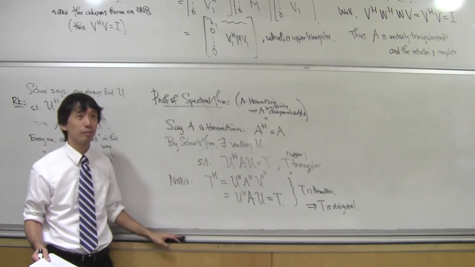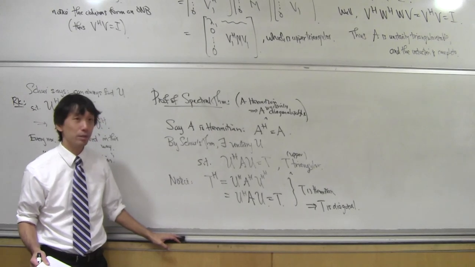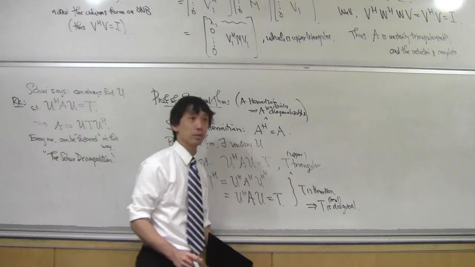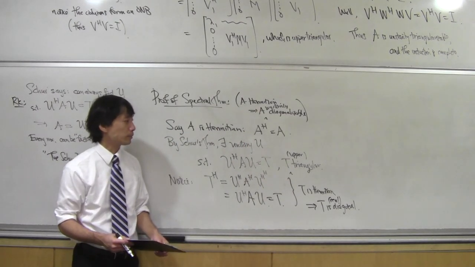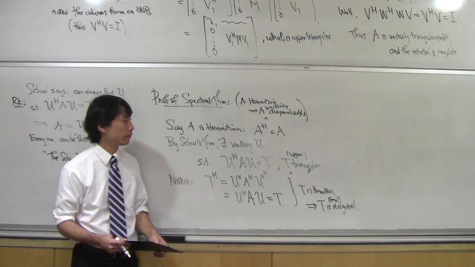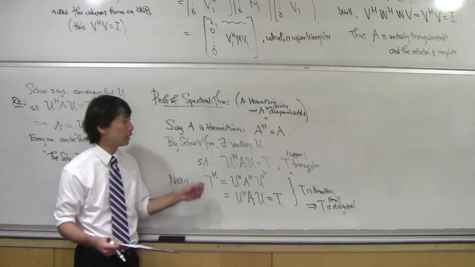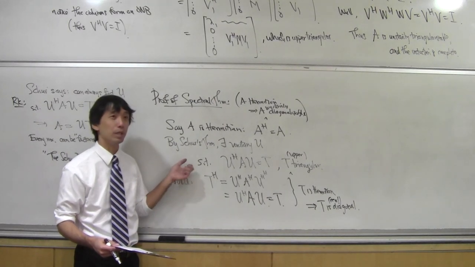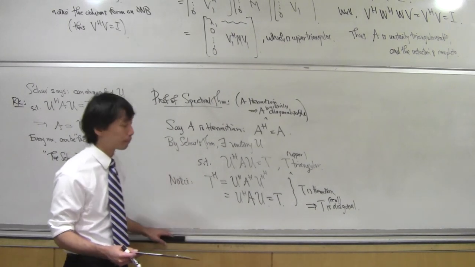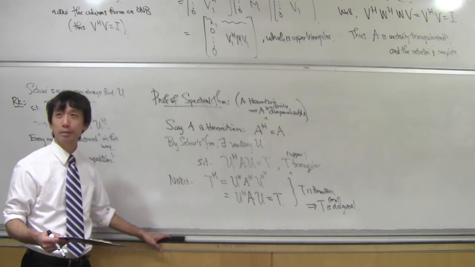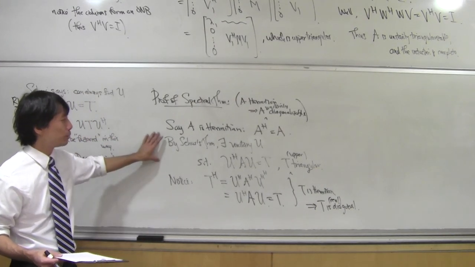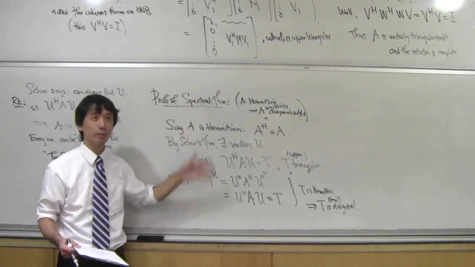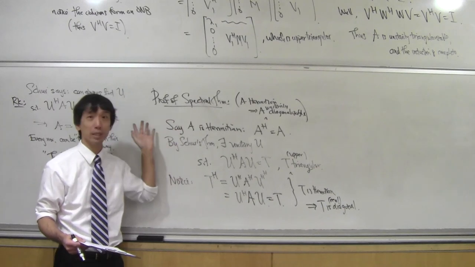So T also has to be real then? Yes, that's right. It's in fact a real diagonal matrix, which you knew because the diagonal elements are the eigenvalues, and you know the eigenvalues are going to be real. So it's just an immediate consequence of Schur's theorem. The spectral theorem follows out of Schur's theorem immediately.